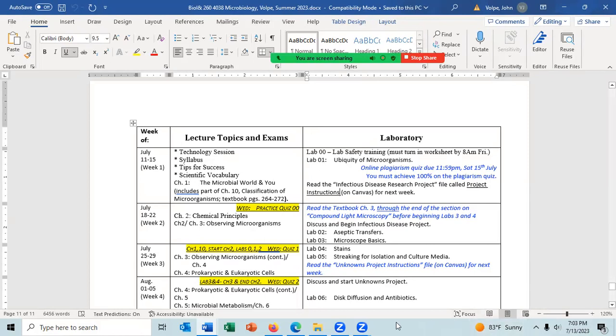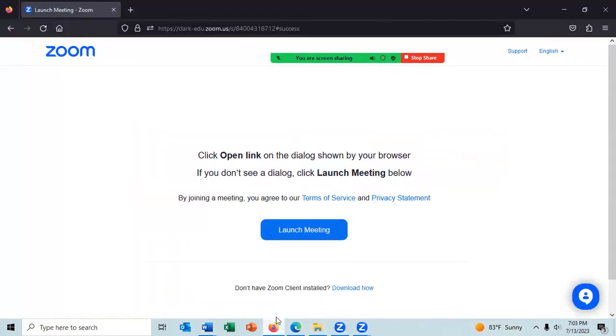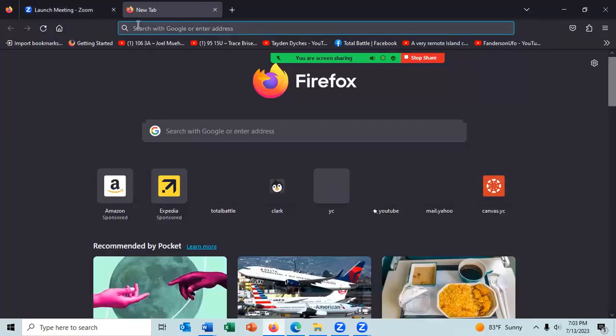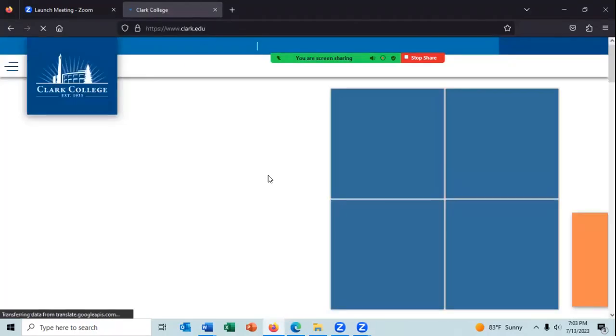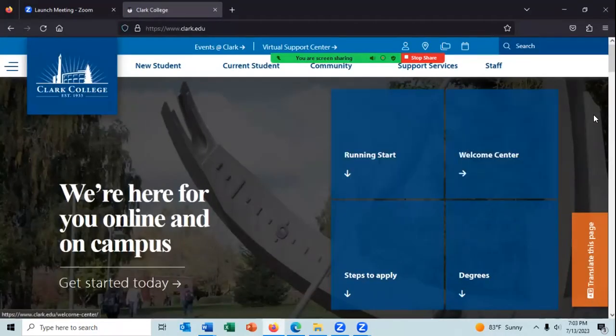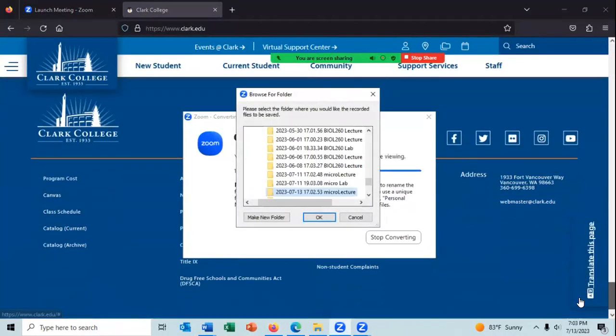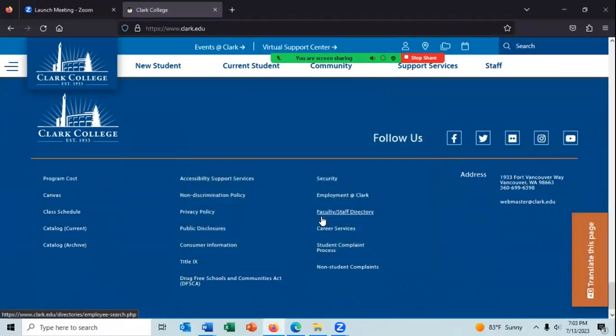Let me see if I can get that. I'm not in Canvas because I can't get to it from Zoom. Oh, good. The lecture has finished formatting, so my computer will work faster now.